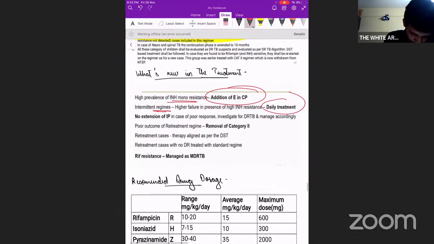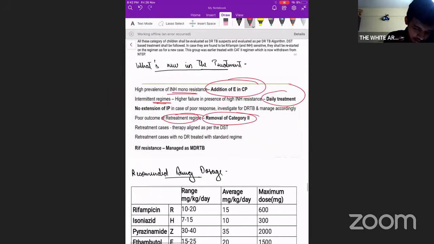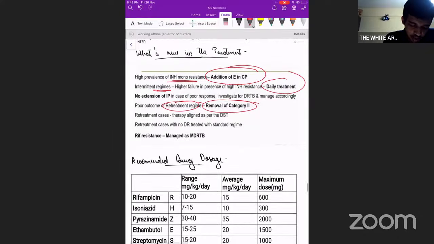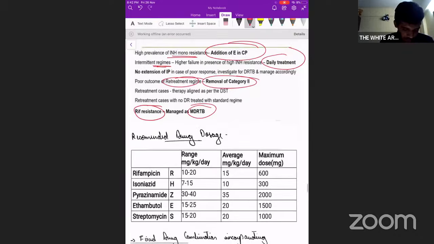Next is poor outcome on the retreatment regimen, hence category 2 has been removed. Again, these retreatment cases, once they undergo drug sensitivity testing, if they come up rifampicin sensitive, they are included under category A itself. So there has been removal of category 2. And if there is rifampicin resistance, they are managed as multi-drug resistant tuberculosis itself, which we'll take up on a later date.